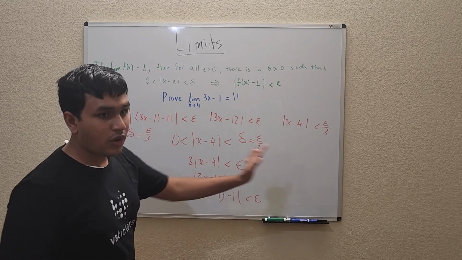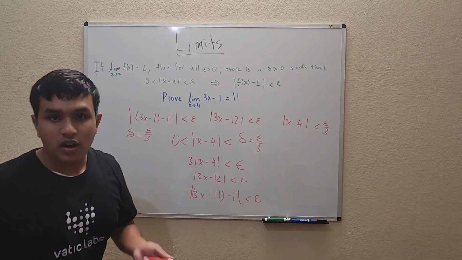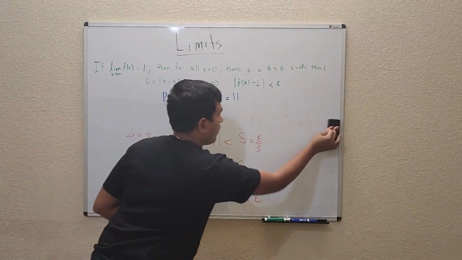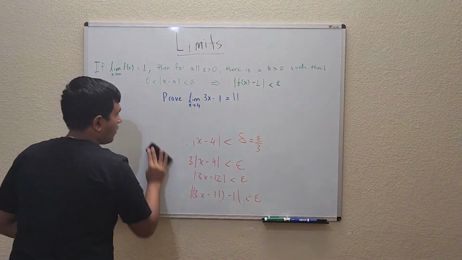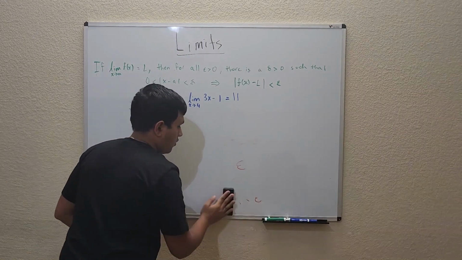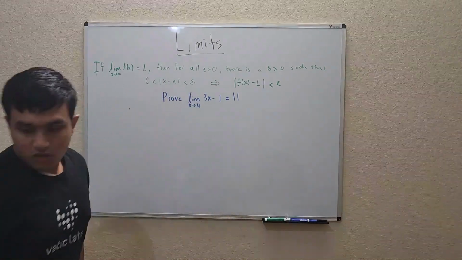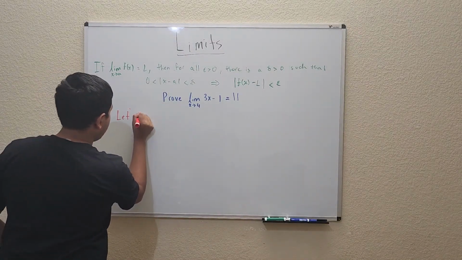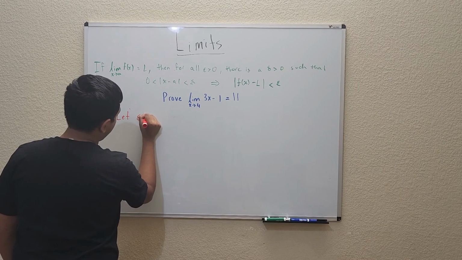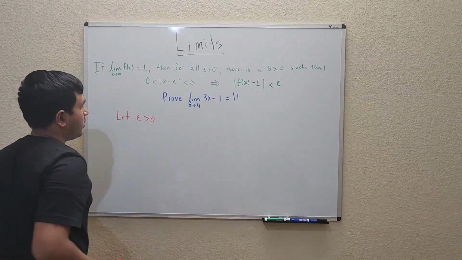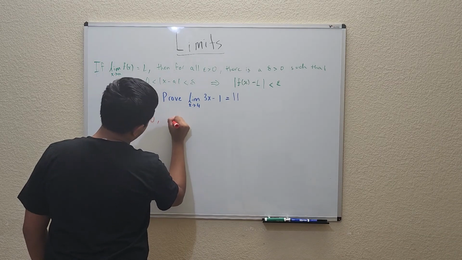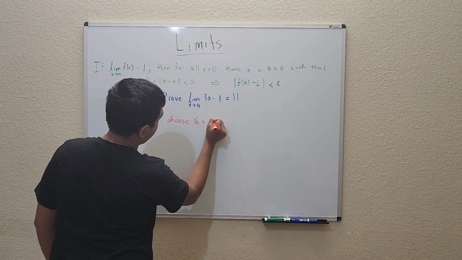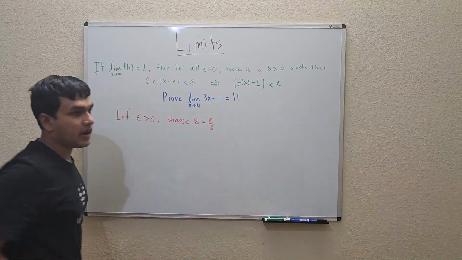Now let me formally write this proof as you would write it on a proof-based exam or something like that. Okay? Now, let epsilon be greater than 0. Okay? Choose delta to be equal to epsilon over 3. Okay?